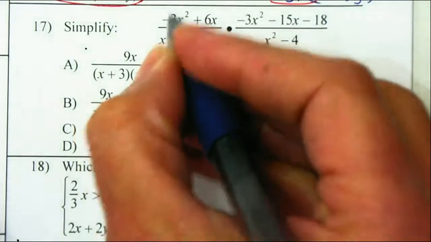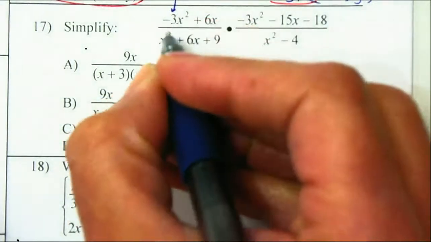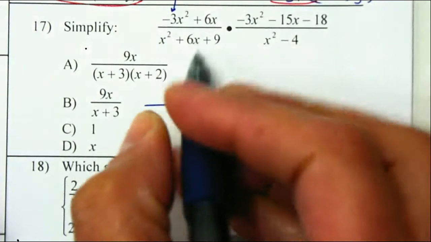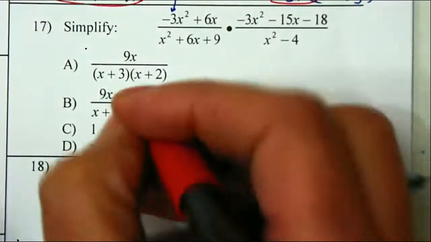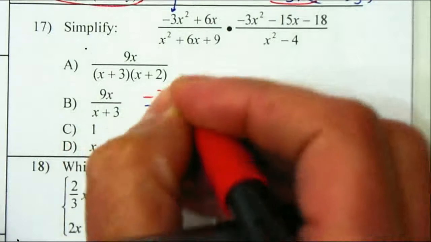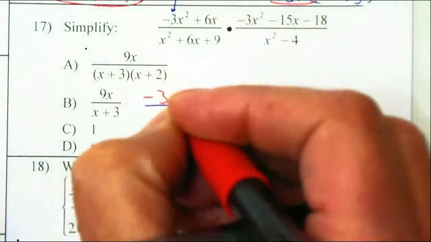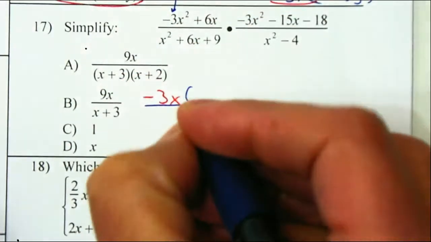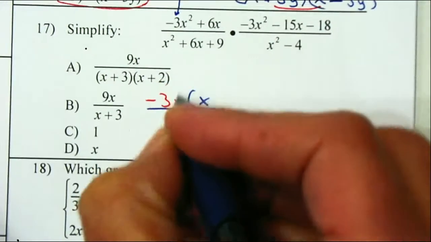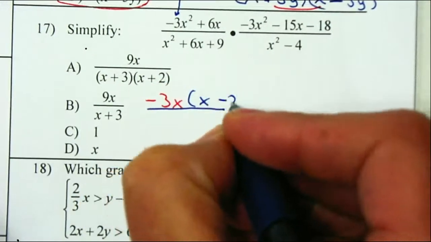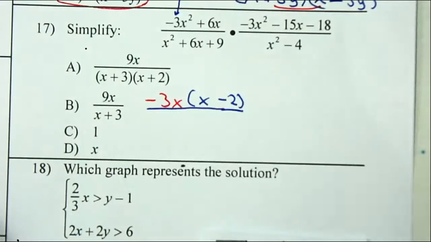Let's see. I notice that this is a negative, so I'm going to have to factor a negative number. One number divides 3 and 6. I can factor a negative 3. Do they both have an x? Yes, so I can take an x as well. What's left behind? We have negative 3x multiplied by x gives me negative 3x squared, and negative 3x times a negative 2 gives me a positive 6x.